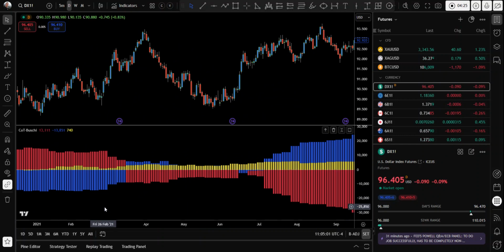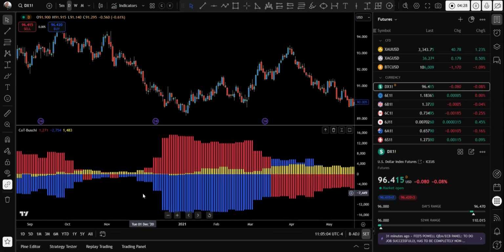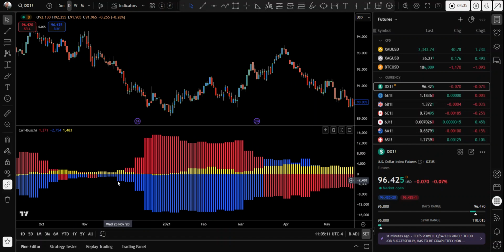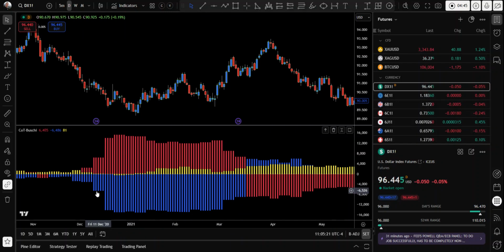So you see how here they were extremely short the US dollar, right? But why do you want to know this? Well, for example, here they're negative 2,000 positions short, but then the next week, look at that, they added. Now they're 6,000 short. They are selling the hell out of this thing. And now down here, they're 13,000 short positions. So I guess if you're selling the US dollar, you could follow them. That's one kind of way to look at the report.